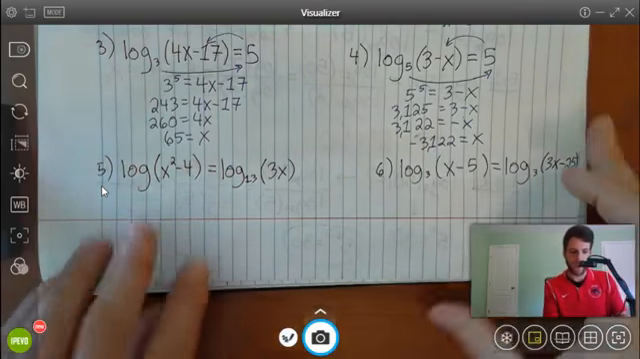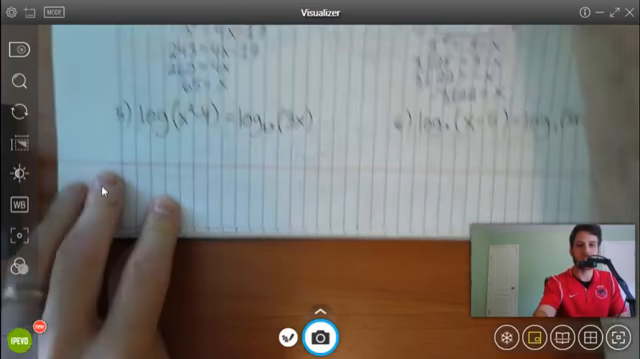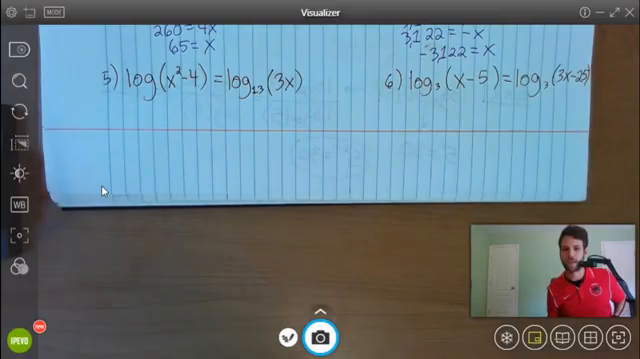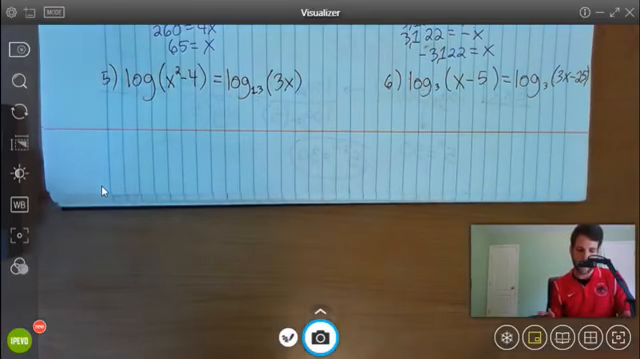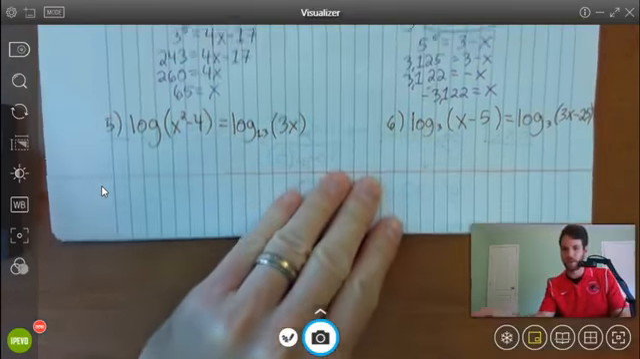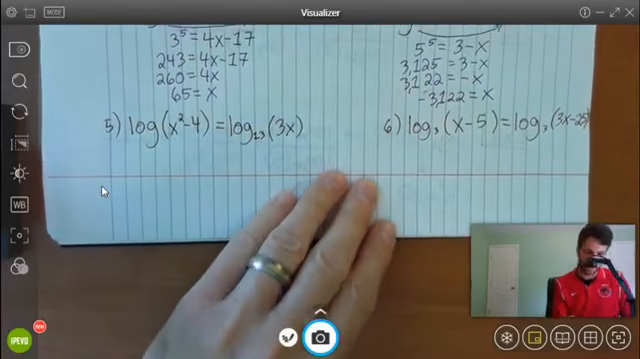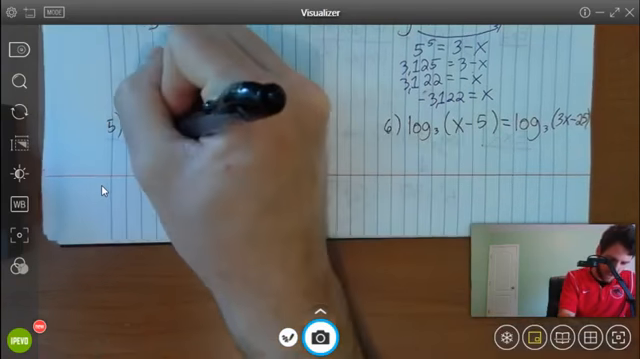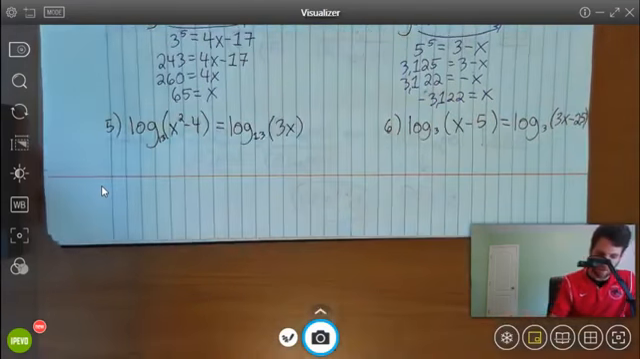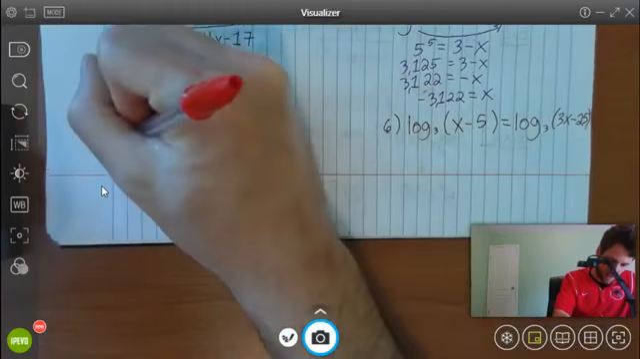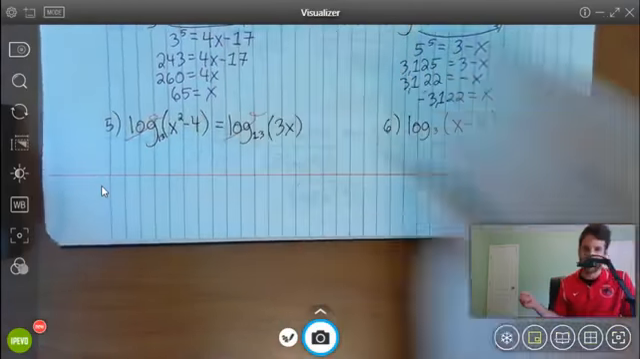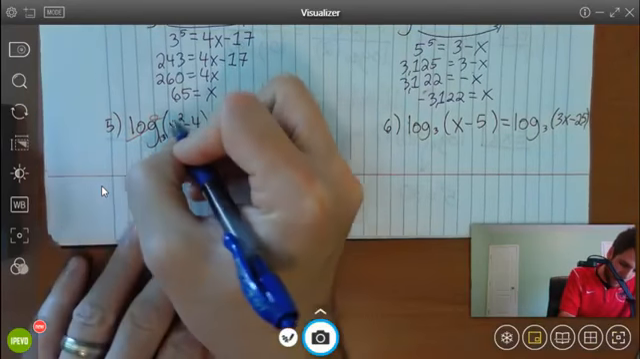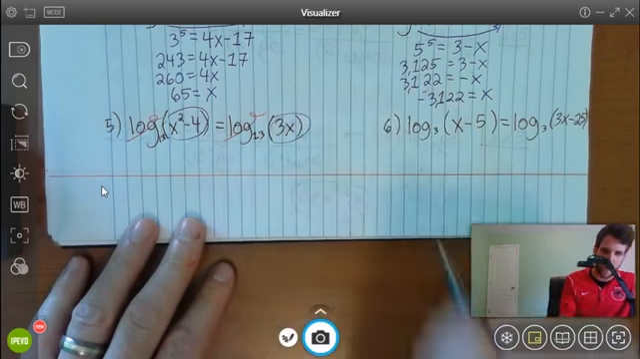And finally, we have our number 5 and 6, and this is where we're going to be utilizing our next step of this process. So we want to think about how we get rid of these two logarithms. And if we know on the left side here that both of these are base 13, well, that means we can just cross out the two log base 13s and know that x squared, this part in here, is going to be equal to the 3x.